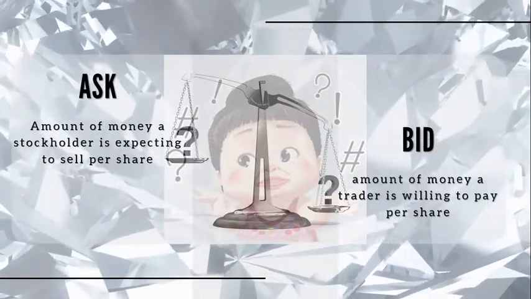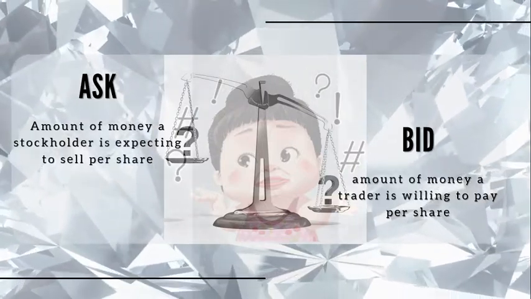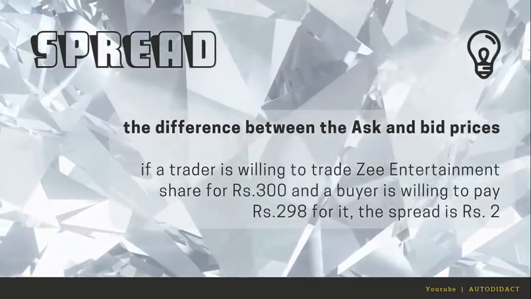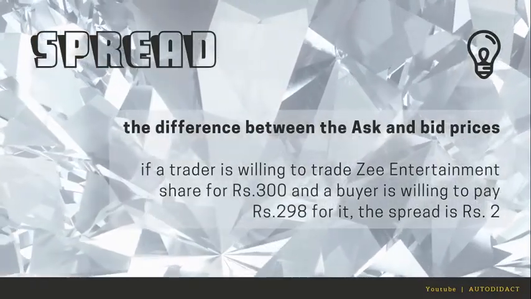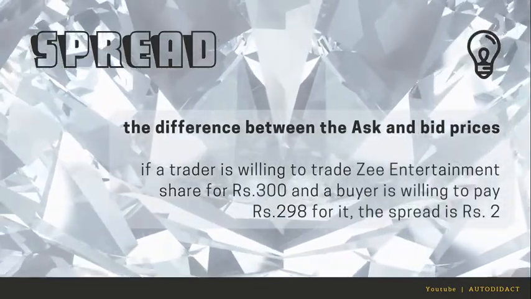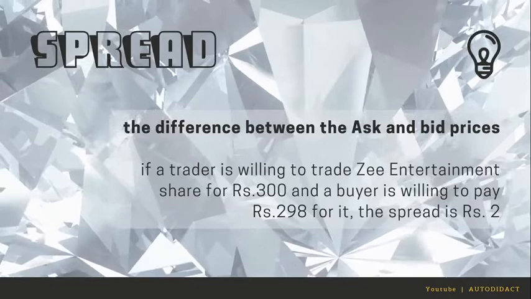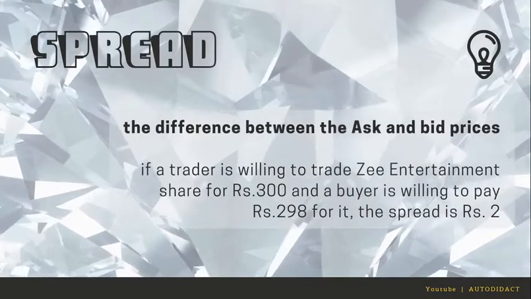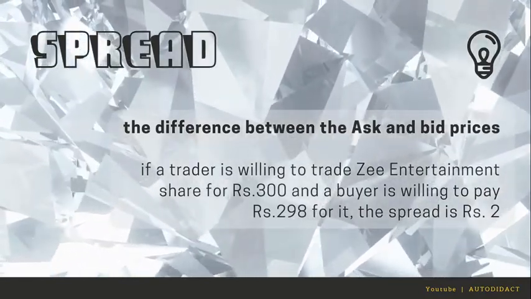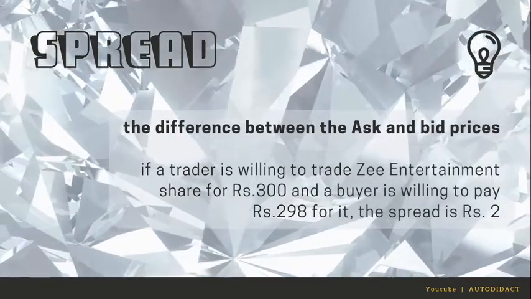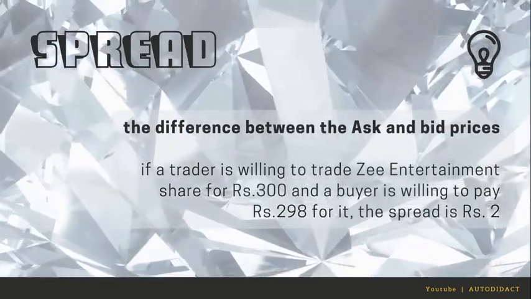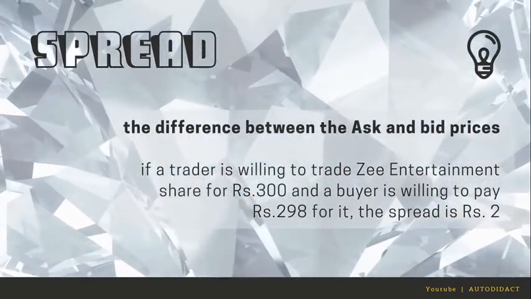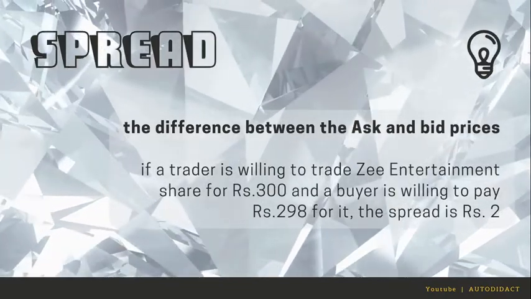Note, every moment, thousands and lakhs of bids are placed, but all of them are not executed. One thing that you've noticed in this case of trading Mahindra, the ask price is rupees 300 and 20 paise, while the bid price is rupees 299 and 90 paise. The difference is of 30 paise, not even a rupee. This is called spread, so the spread is the difference between those two prices, the ask price and the bid price. Similarly, if a trader is willing to trade Zee Entertainment share for rupees 300 and a buyer is willing to pay rupees 298 for it, the spread is rupees 2.